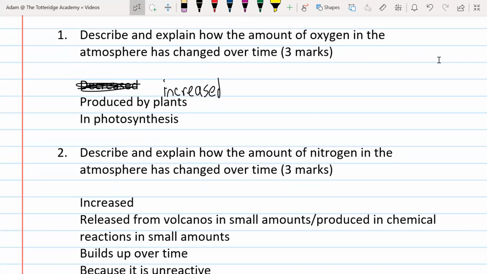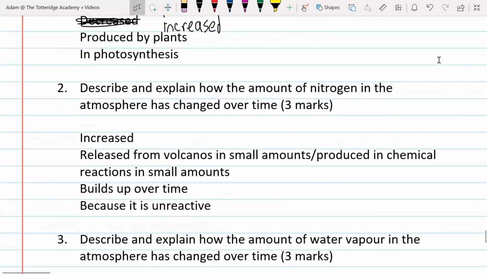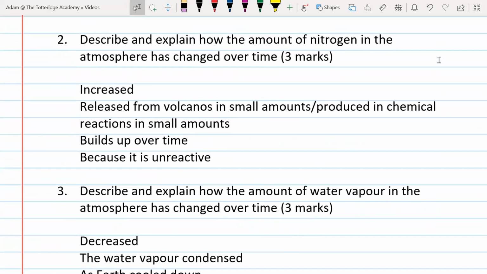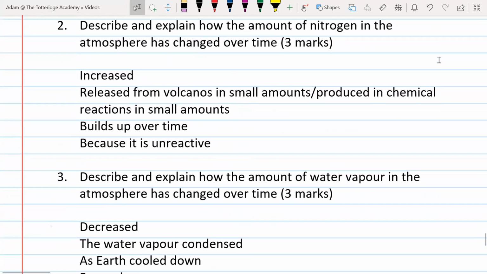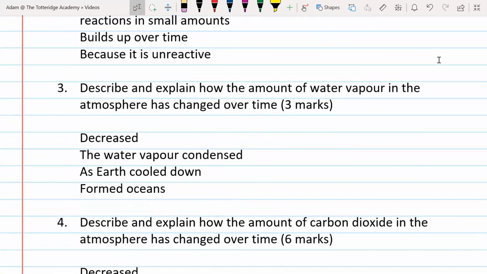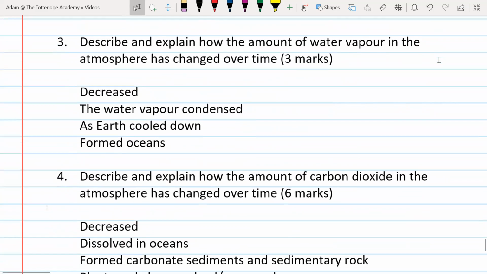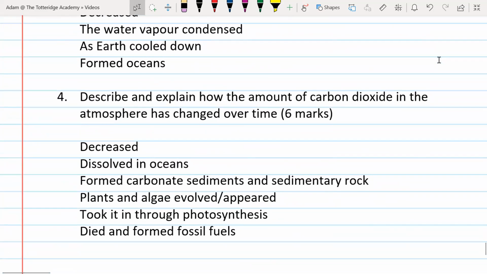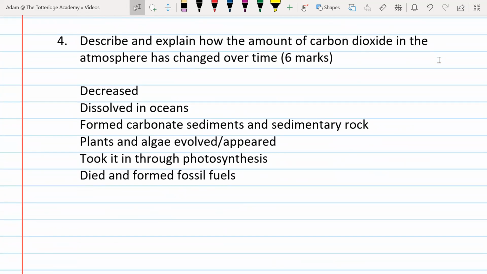So there's question 1, which we've actually done already. Here's question 2, which could be 3 marks. It could be 4 marks on a good day. Here's question 3, which again could be 4 marks on a good day. And here's question 4, a nice big 6 marker. So pause until you finish marking that and press play when you're done.